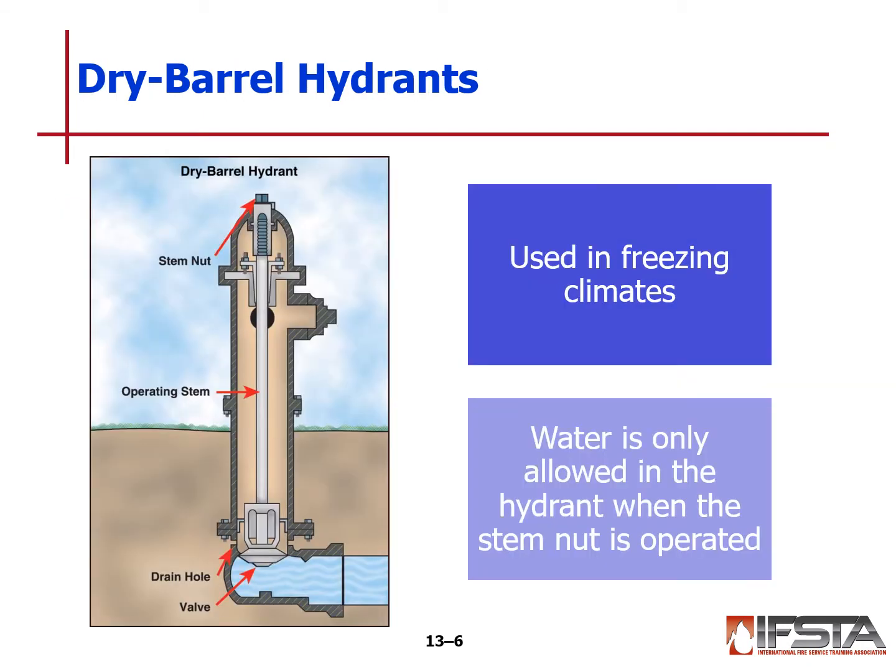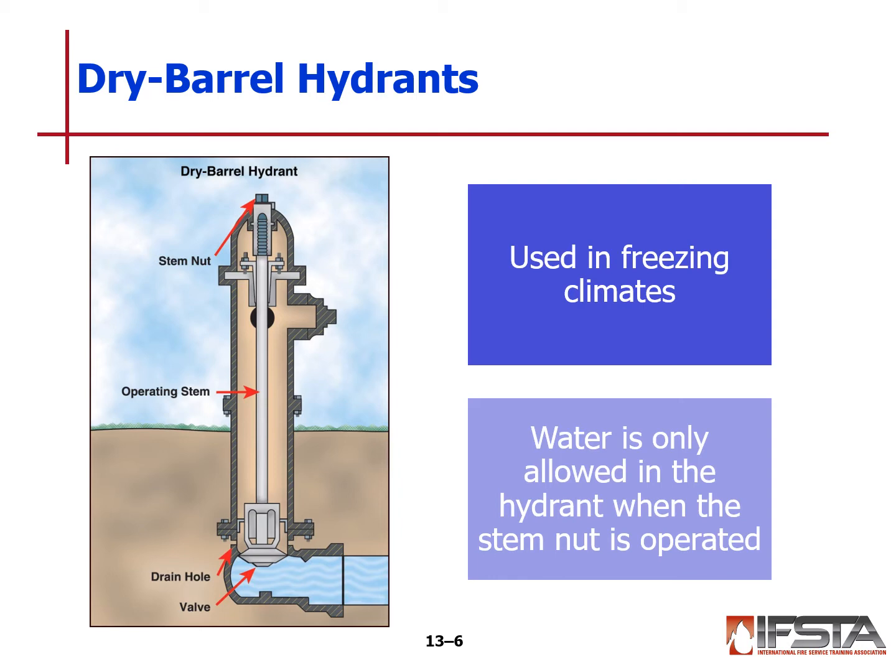So let's talk about dry and wet barrel fire hydrants here, and we'll start with dry barrel. Most commonly we find dry barrel across the United States. You see some dry barrel across the South. In a lot of climates that do not reach freezing, you will see a wet barrel hydrant, which we'll talk about in the second part of this when we're talking about the two types. So we'll start with the dry barrel hydrant.